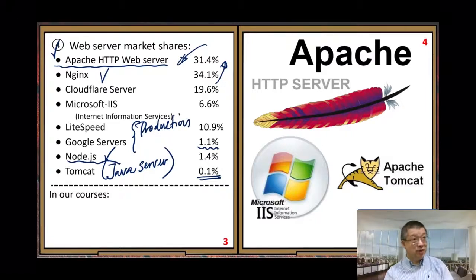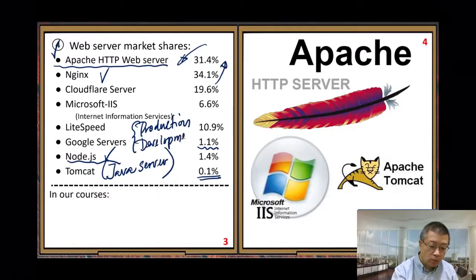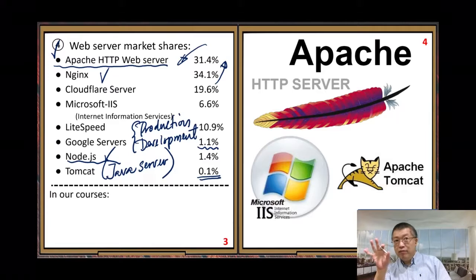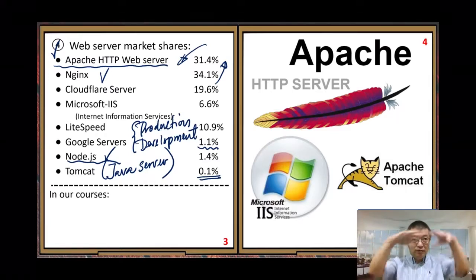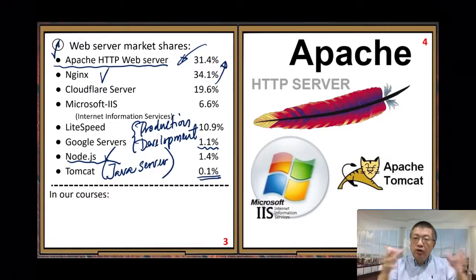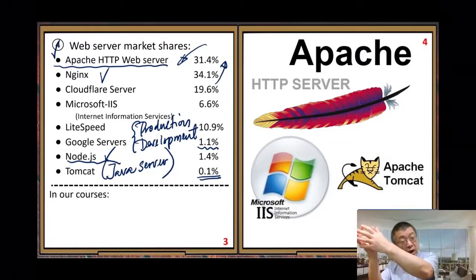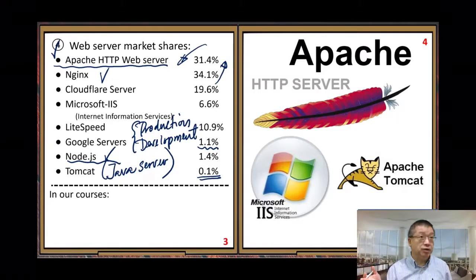Production server. You know the meaning. When you do business, you need to use the production server. The second type is the development server. When you develop a project, some web applications, eventually you will deploy this web application in a production server. But when you develop it, you do not need to use the production server, right? So typically people develop on their own computer, so they install a development server.